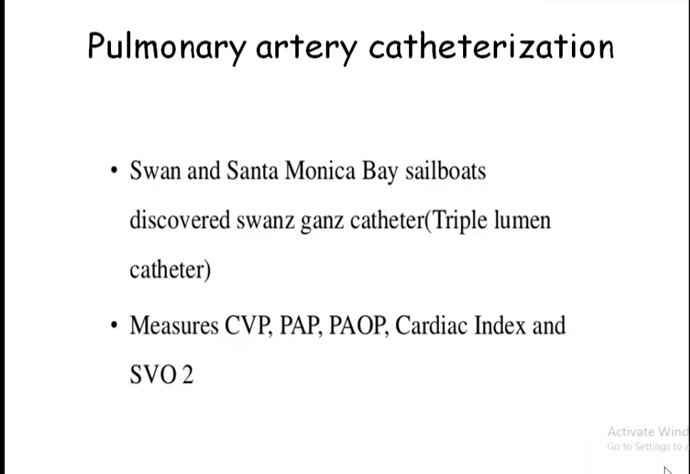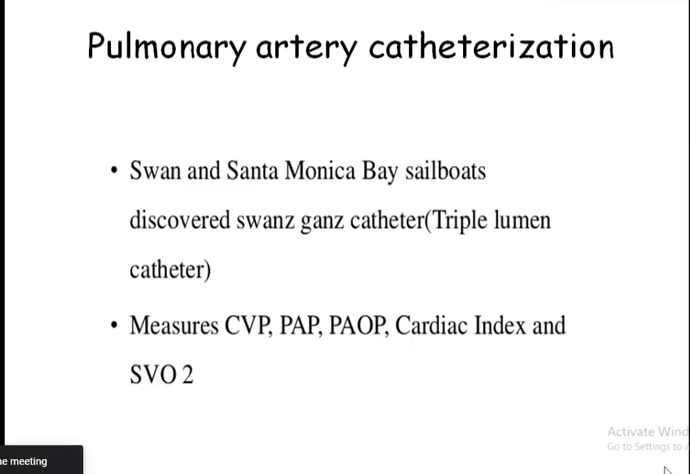So then you will be measuring, when it enters into the pulmonary artery, the pulmonary artery pressure. Then, for measuring the pulmonary artery occlusion pressure or the pulmonary wedge pressure, you have to proceed further into the pulmonary artery and wedge it over there. And then you will be measuring the pulmonary capillary wedge pressure. So these are the various pressures you can record with this catheter.